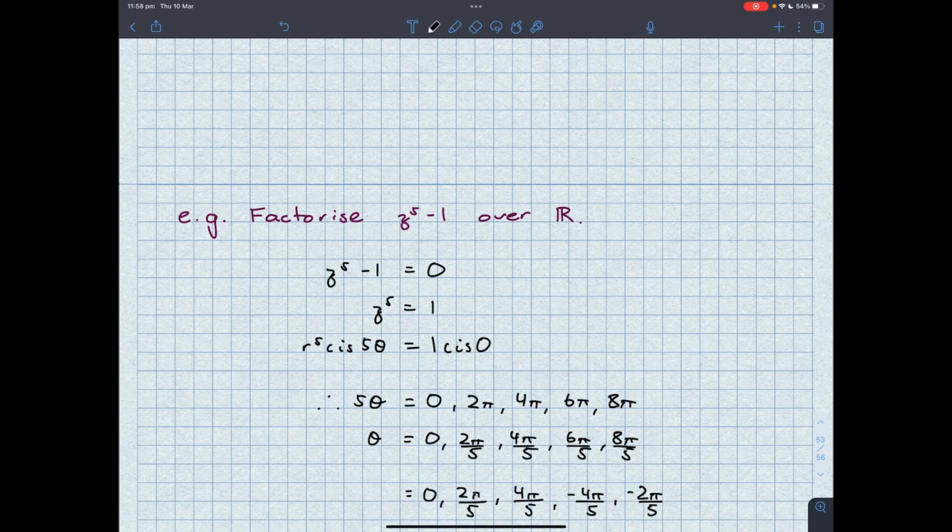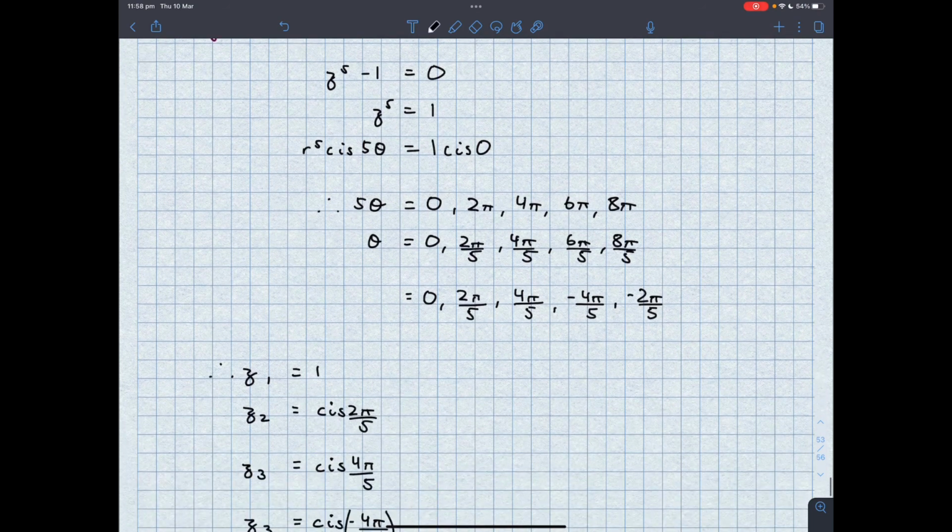Now you'll notice that we have complex conjugates here. So I've got 2 pi on 5 and minus 2 pi on 5. I've got 4 pi on 5 and minus 4 pi on 5. And we could also have recognized up here that that is a polynomial with real coefficients, which means my roots will come in complex conjugate pairs. So if the coefficients of the equation are real, they'll always come as matching pairs.